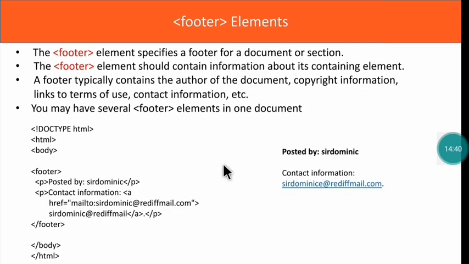Next, the footer element. This information will be printed at the bottom of the web page. It specifies a footer for a document or section. It contains information about its document, like copyright information, author information, contact information, etc., which can be printed below the web page. So you may have several footer elements in one document.